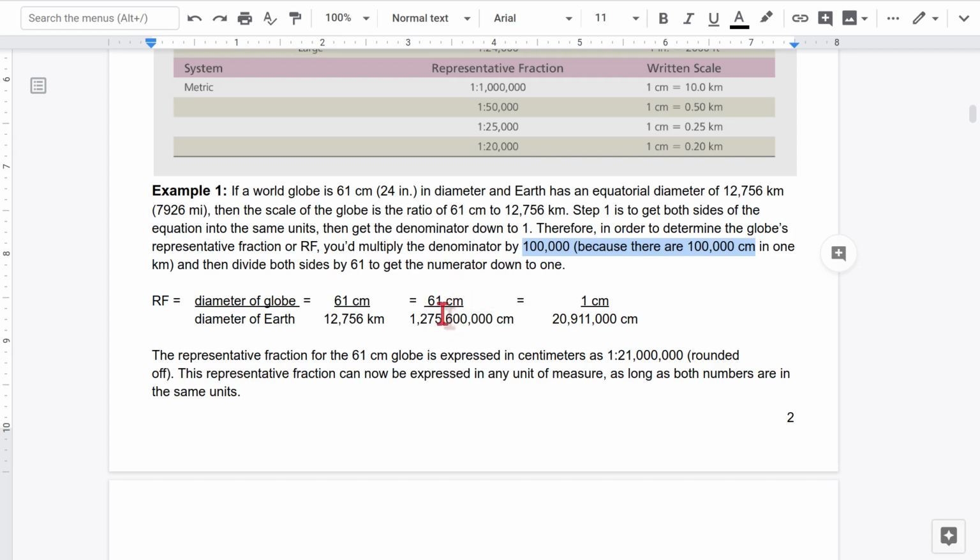Now what we have to do is divide both sides by 61 in order to get the numerator down to 1. So we need to divide the top and the bottom by 61, and we end up with 1 centimeter to 20,911,000 centimeters. Rounded, that would be a 1 to 21 million scale. So the scale of that map as a representative fraction would be 1 to 21 million.